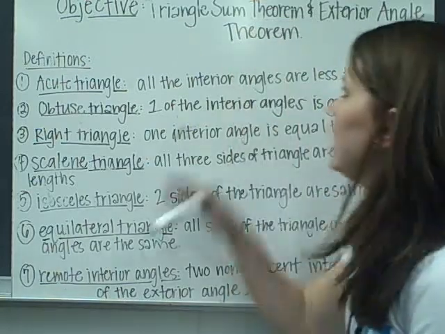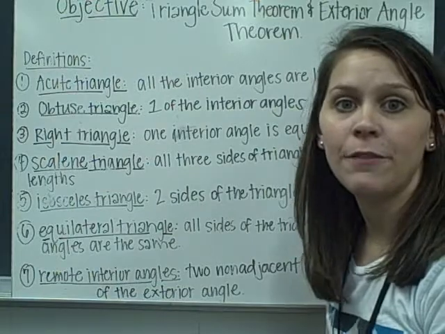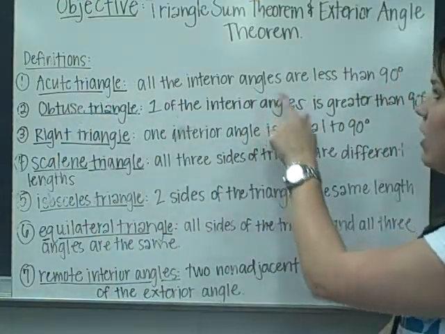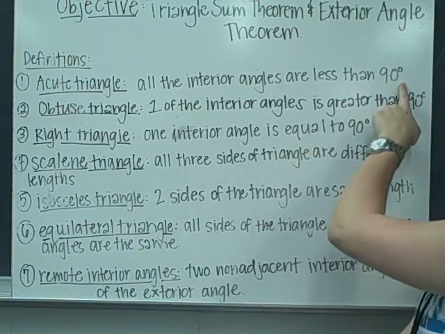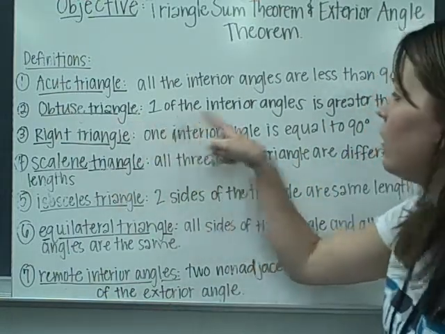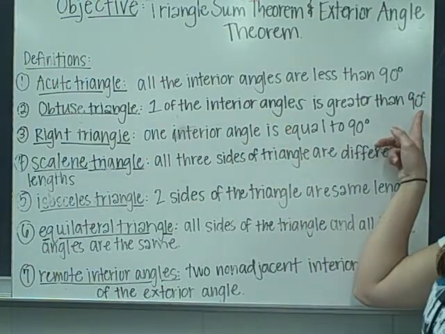Our objective today is the triangle sum theorem and the exterior angle theorem. Definitions. An acute triangle is where all the interior angles of that triangle are less than 90 degrees. An obtuse triangle is when one of the interior angles of the triangle is greater than 90 degrees.